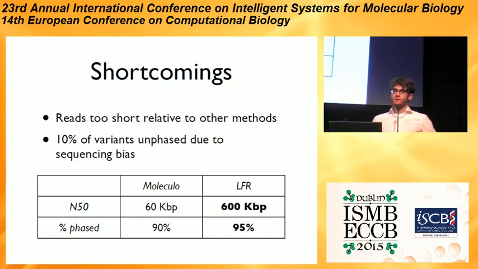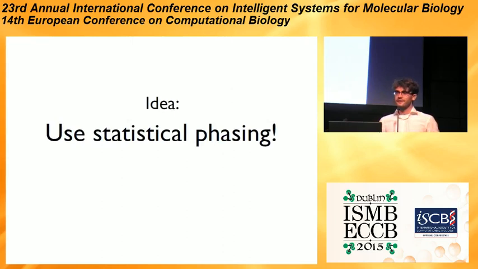So when we saw these shortcomings, we went back to the drawing board and we came up with a slightly unusual idea. We decided to further improve the quality of these haplotypes using statistical phasing. Now, statistical phasing is a common method for microarray data. And it uses the fact that we all share many common haplotypes, and these haplotypes can be inferred by looking at a large panel of sequenced individuals.